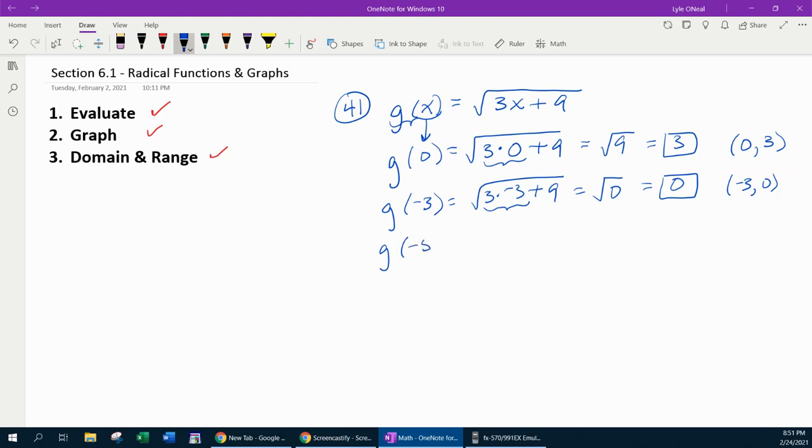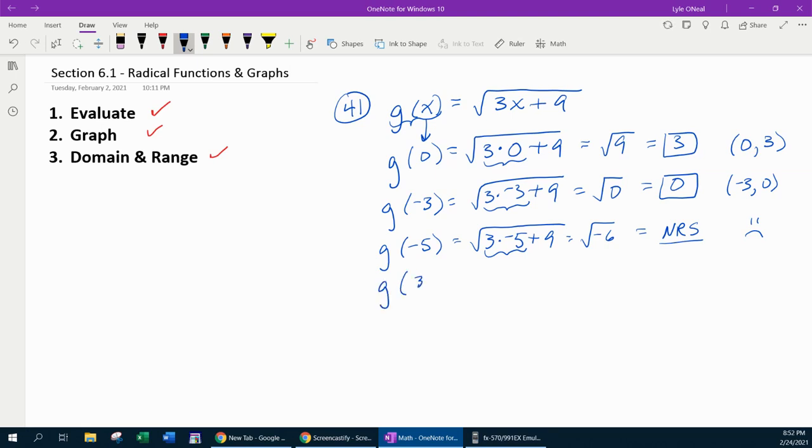And let's evaluate a couple more. Let's try g of negative 5. So 3 times negative 5 plus 9. 3 times negative 5 is negative 15. Negative 15 plus 9 is negative 6. And that is no real solution. That is not a real solution, which means there's not going to be an ordered pair for that. So g of negative 5 doesn't actually give us a real answer.